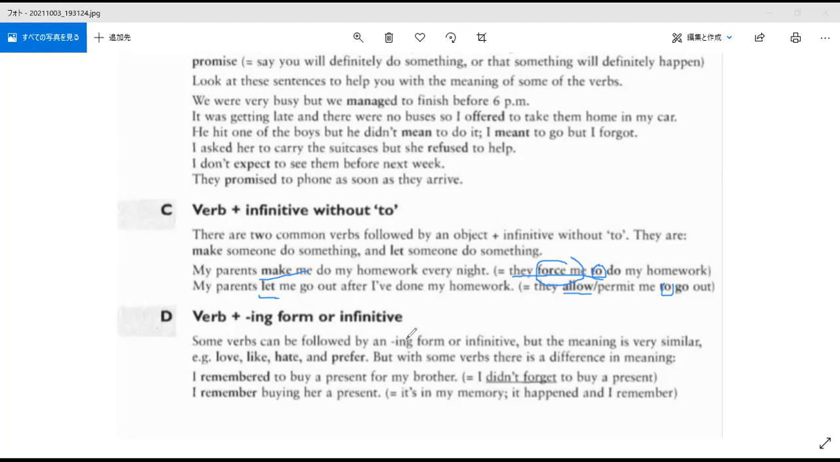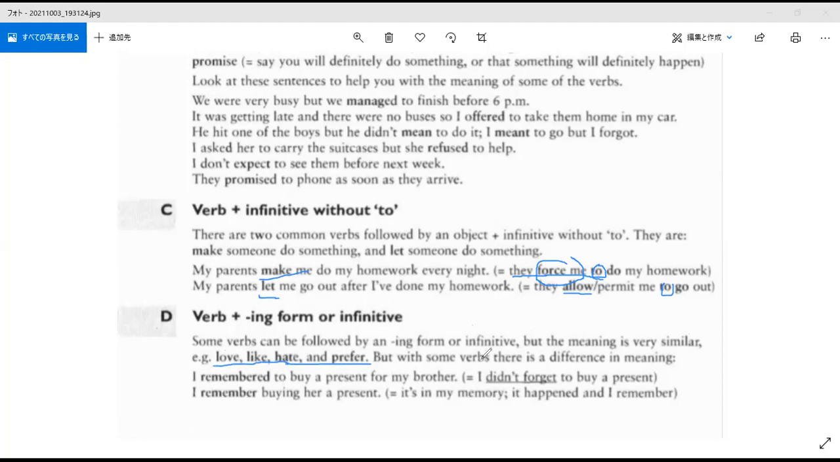Some verb can be followed by an ing form or infinitive, but the meaning is very similar. Okay, jadinya itu kalau misalnya ada beberapa verb yang diikuti dengan ing atau to infinitive ya. And the meaning, jadi artinya itu mirip. Love, hate, prefer. These are the examples.